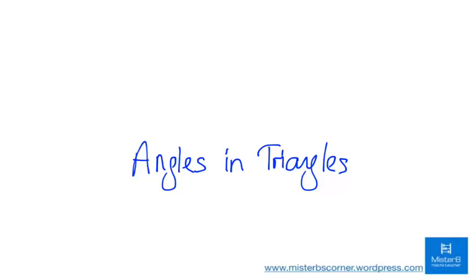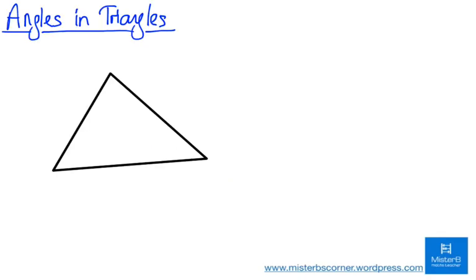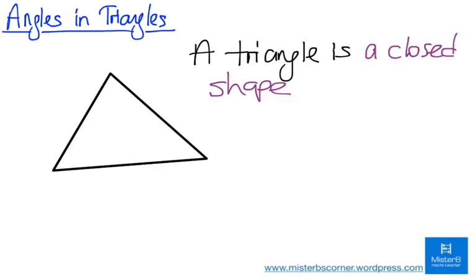In this video, we're going to talk about angles and triangles. A triangle is a closed shape with three sides. Now, when you have those three sides, you also get three angles. Now, most of the time, these angles are different.